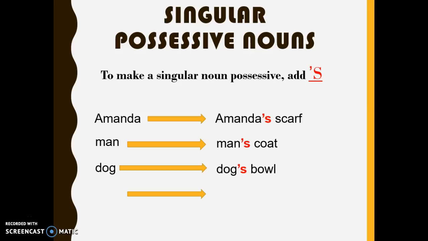Please listen carefully on the next one. We have the word Chris. Notice how the name Chris ends in S. If a noun ends in S, you may do one of two things. You can add an apostrophe after the S, or you may add an apostrophe S. So it is Chris's boots. Either one of these rules is okay to use, only when the noun ends in S.